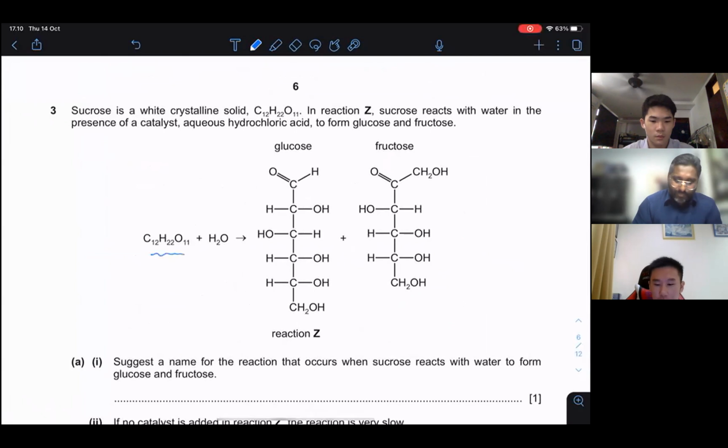Yeah. Now, the next question. Sucrose is a white crystalline solid, and this is sucrose. In this reaction Z, sucrose reacts with water in the presence of a catalyst, aqueous hydrochloric acid. It means the catalyst is aqueous hydrochloric acid, to form glucose and fructose. Now, you see here, it's going to be 12 carbon atoms. You see, this is 1, 2, 3, 4, 5, 6. So it means 6 carbon atoms, 6 carbon atoms.